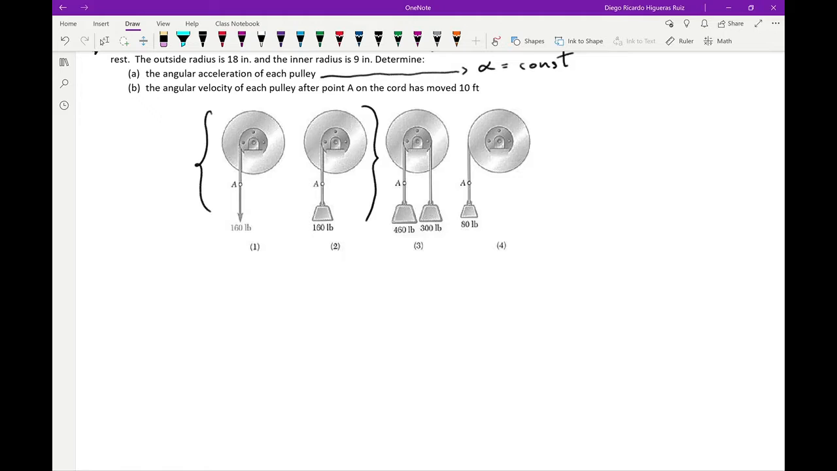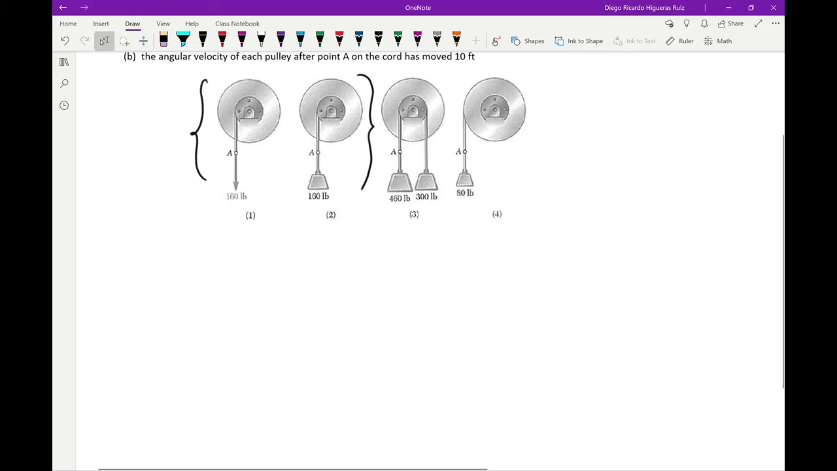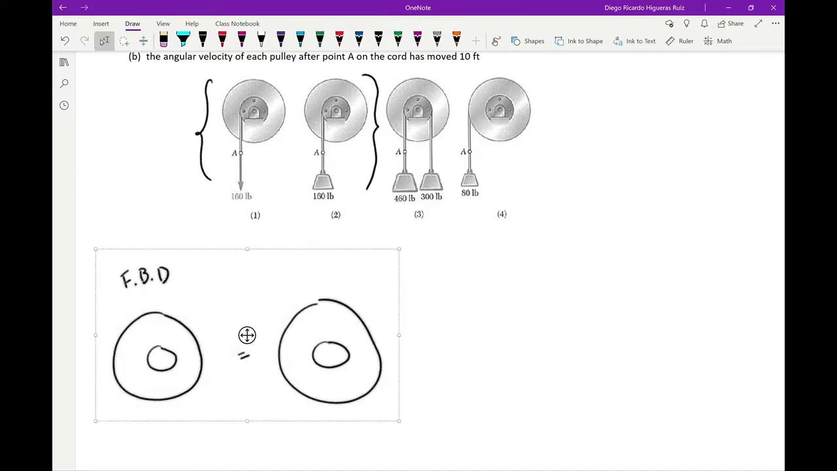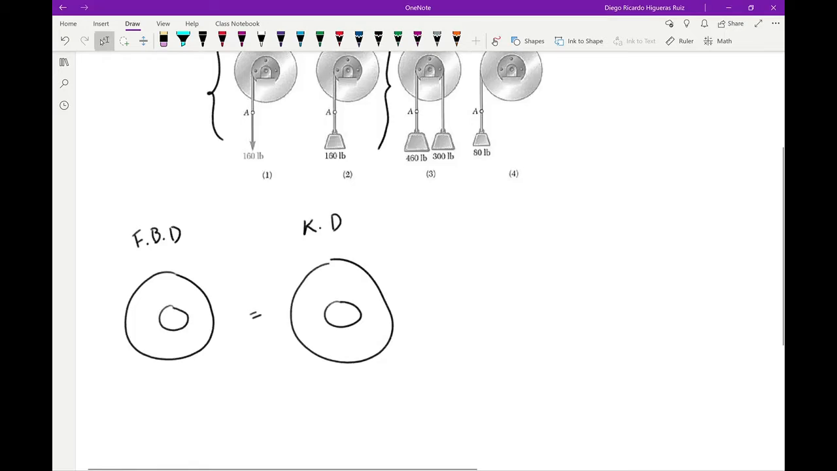If we want to solve for the angular acceleration, I recommend using the equation of motion. But first, we're going to write our free body diagram, which is equal to the kinetic diagram. We have done this already, but we haven't done it applying the moment equation. Let me give myself some extra room. There we go, so this is going to be the kinetic diagram.